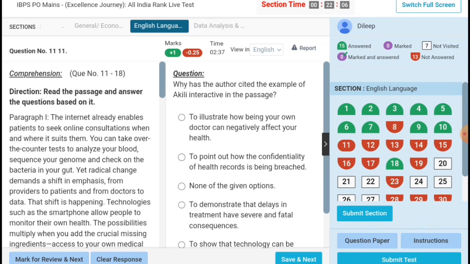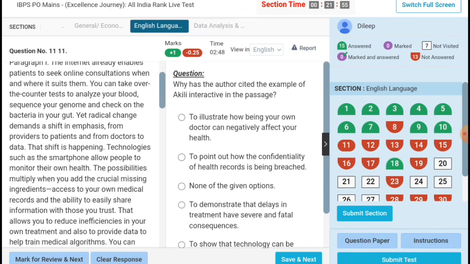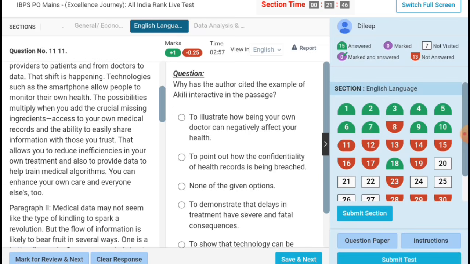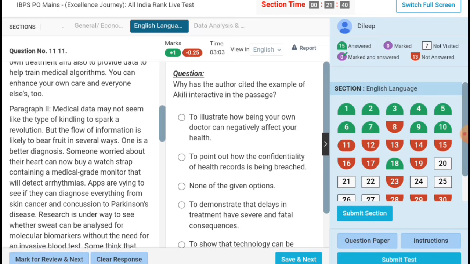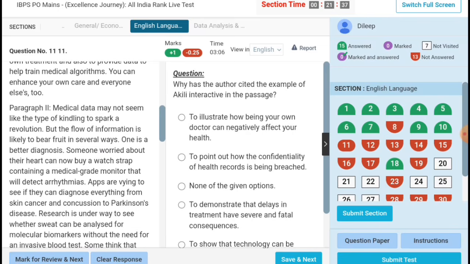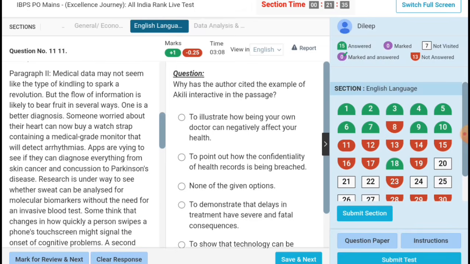The internet already enables patients to seek online consultation when in symptom. You can take over-the-counter tests to analyze your genome sequence and check the vaccine count. A radical change demands this from providers, the patients. Technology such as smartphones allow people to monitor their health. Medical data may not seem like that kind of problem, but flow of information.